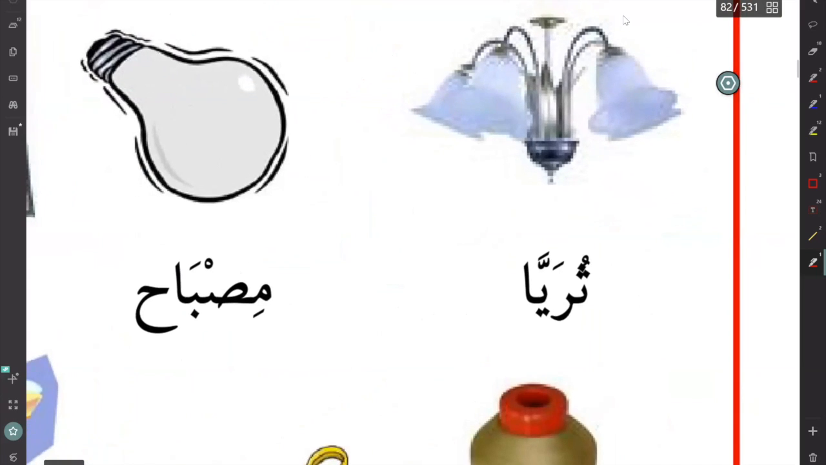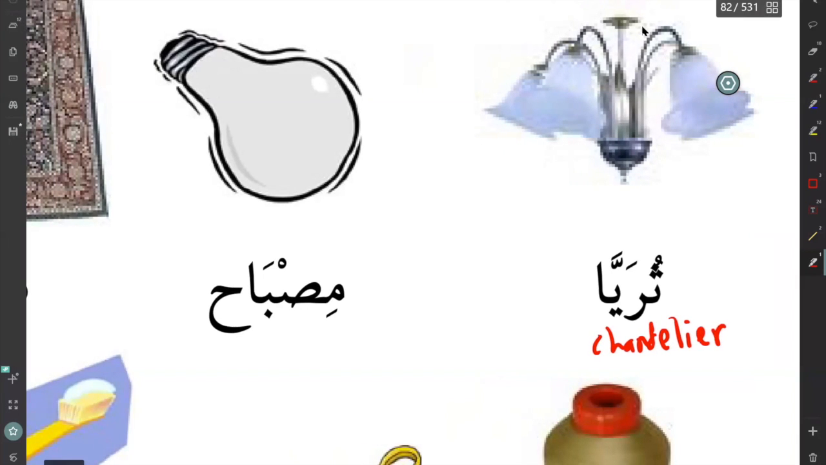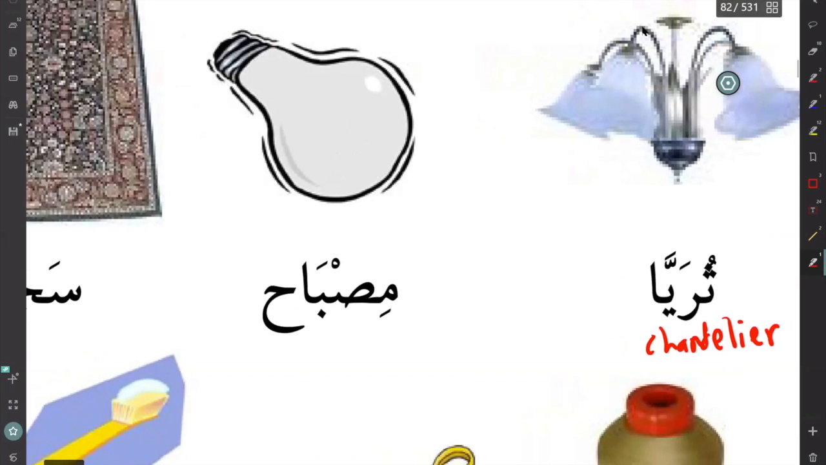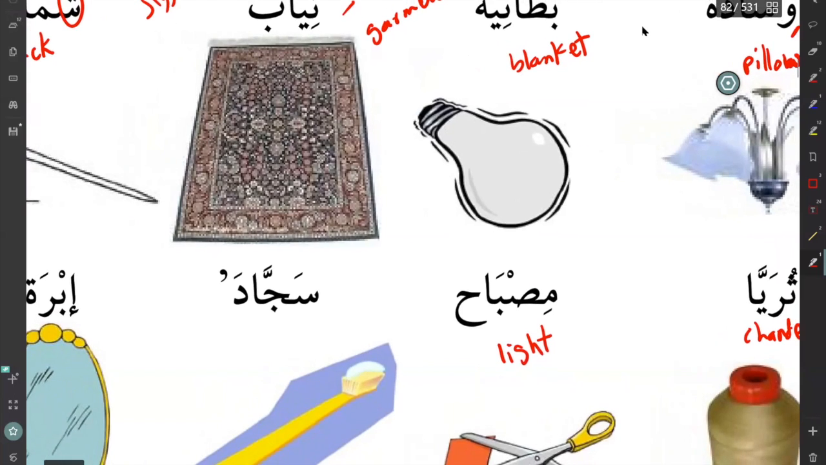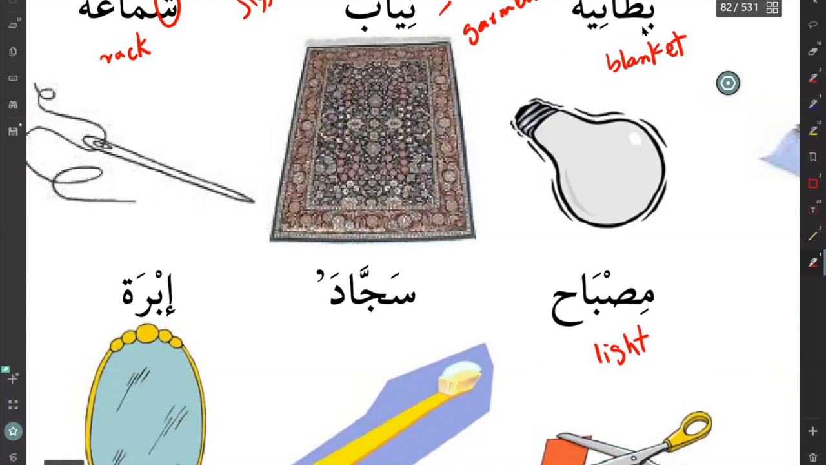Then we have Thuraya. Thuraya is chandelier. Okay, so chandelier. And the next one we have misbah. Misbah is light. Then sajjada. Sajjada here, ta marbuta is missing. It should be sajjadatun. Okay. Sajjadatun is a rug. Okay, rug.